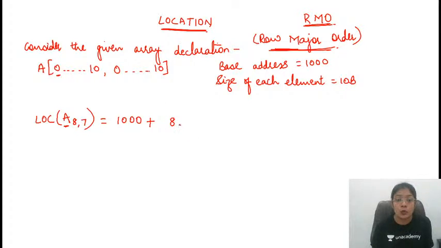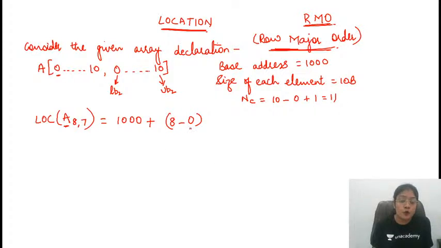The starting row number is given as 0. So minus 0, these are the number of rows that I need to skip. But I want to calculate the number of elements that I have to skip. So in one row, how many elements will be there? That is equal to the number of columns. In this case, the starting column number is 0 and the last column number is 10. So how many columns are there? The number of columns will be equal to UB2 minus LB2 plus 1, that is 11.